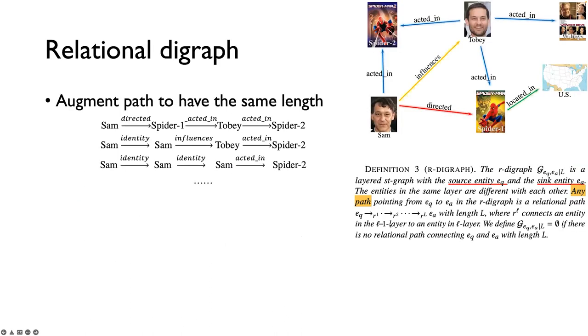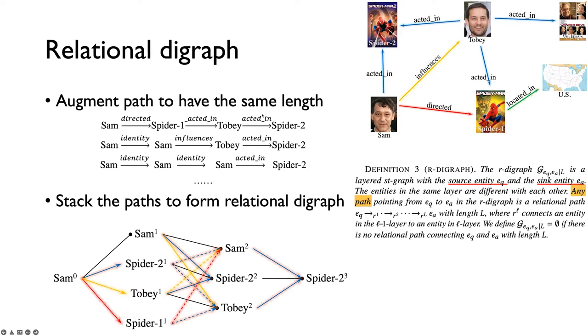And let's introduce our proposed method here. Inspired by the inductive and the interpretation ability of relational paths, we first propose a new subgraph structure called relational digraph based on the paths. First, we augment the paths to have the same lengths by reverse and identity relations.